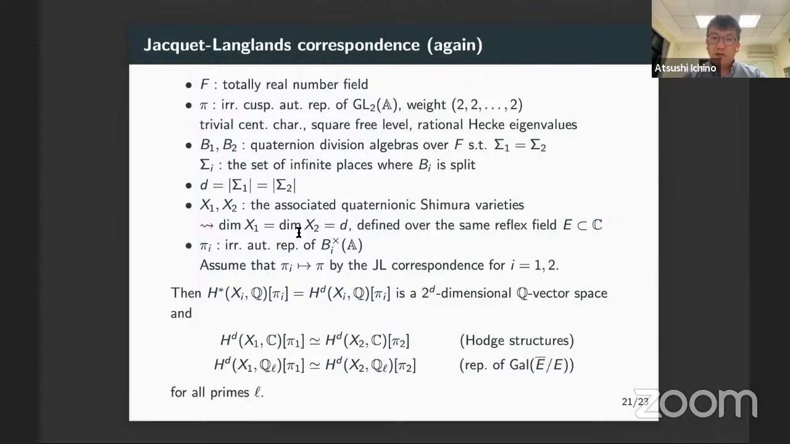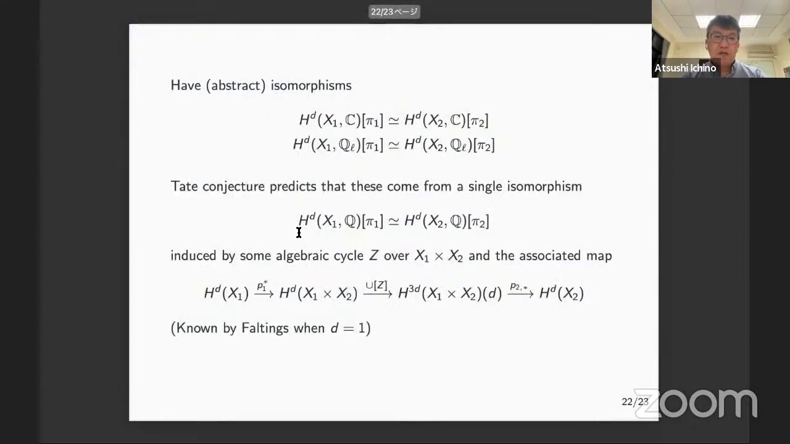And what are the structures? Well, if we base change to C, then we get Hodge structures. And by the assumption, we know that both Hodge structures are the same. And also if we base change to Q_l, then we get the Galois representation. And by the assumption, we know that these Galois representations are isomorphic for all l. Anyway, so we have an abstract isomorphism of Q vector spaces with structures, Hodge structures or Galois representations.